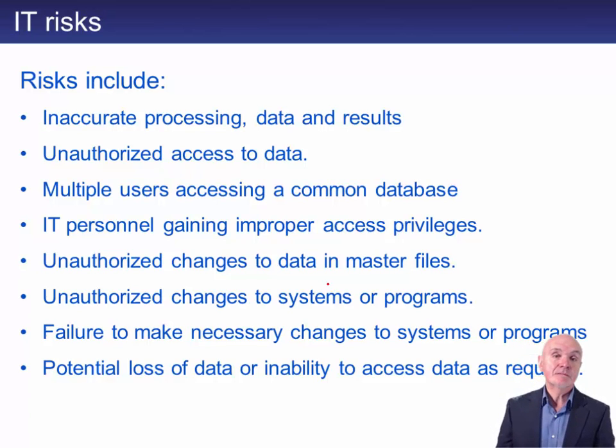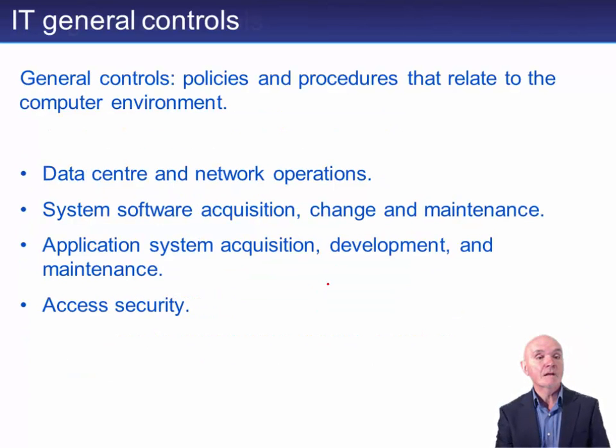Failures to make changes. So the government changes the tax rate or the tax rules, and you don't change your software, and so you begin producing invoices which are in a way illegal. It's not great. And of course, potential loss or inability to access data could just be a physical breakdown of the machine. The disk stopped working, or it could be damage to the machine in some way. And again, you simply can't get to this vitally important data that you need to have access to carry on your business. Now, what sort of controls are there?